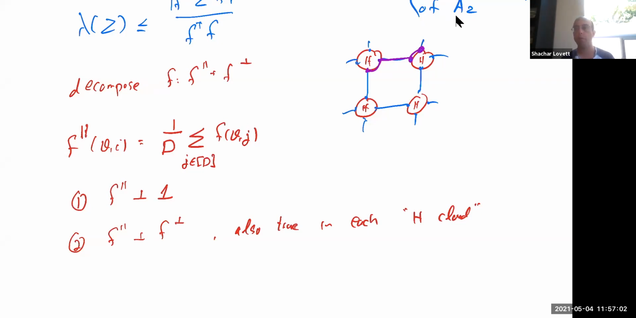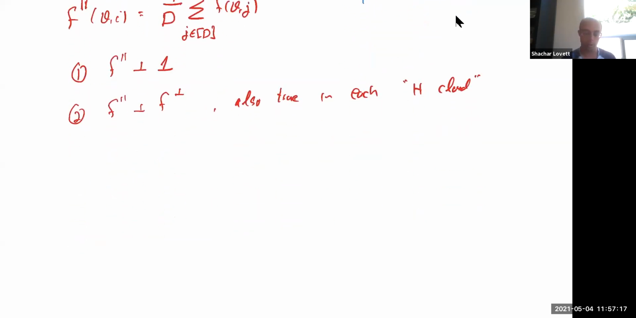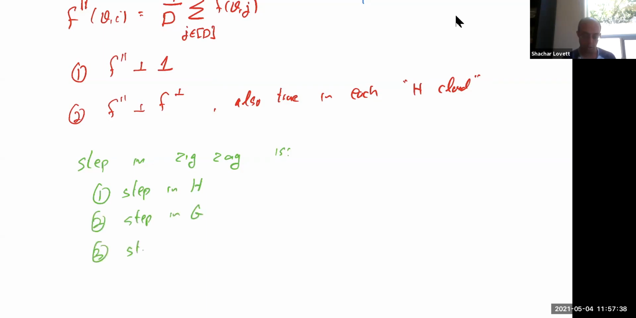The next step is we're going to say, well, how do we define Z? Basically, we take 3 steps in the graph. So let's try to explicitly compute what it means to take a step in the zigzag graph. Remember that a step in the zigzag graph is the following: first, we take a step in the local copy of H, then we take a step in G, then the last step is a step in H again. So this is the 3-step process to get an edge in the zigzag graph.